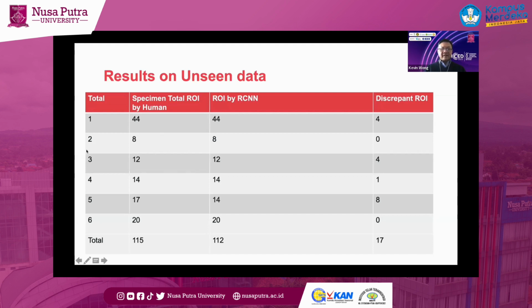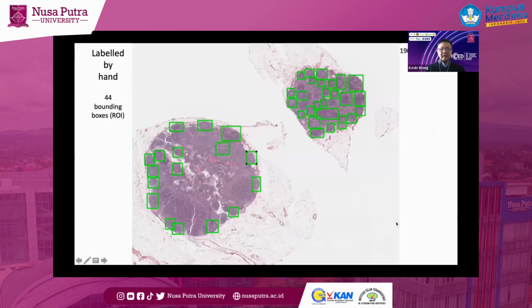As you can see, on the first slide, the human identified 44, which is their technicians identified 44. Our RCNN also identified 44. But interestingly, even though they identified 44 and 44, there are actually 4 of them which are different. Then we need the senior pathologist to confirm. So this table gives you an illustration of how many each of these has identified and what the discrepancies are. To give you an example, just one slide.